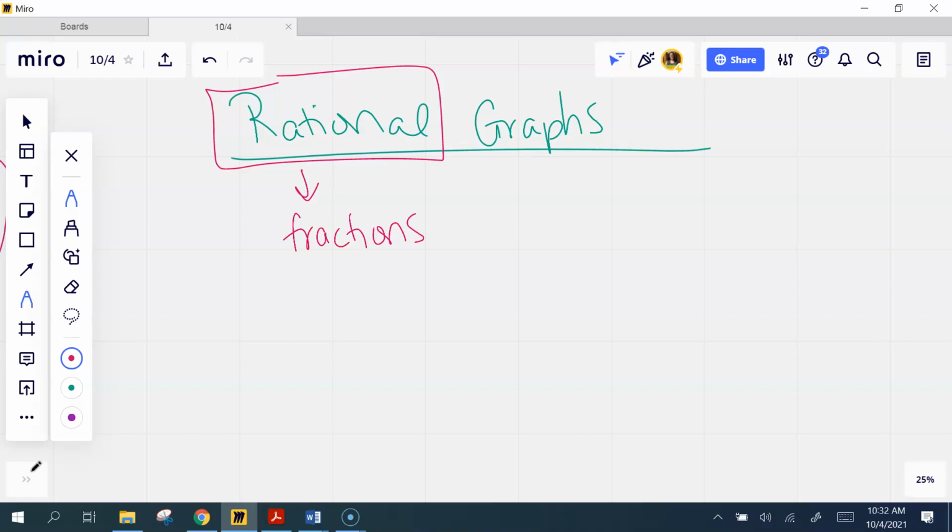Okay. Expressed as a what of whole numbers? A ratio. What does ratio mean? Oh, maybe we need to look that up, because ratios can be expressed as fractions. Okay, how do we express ratios? As fractions.